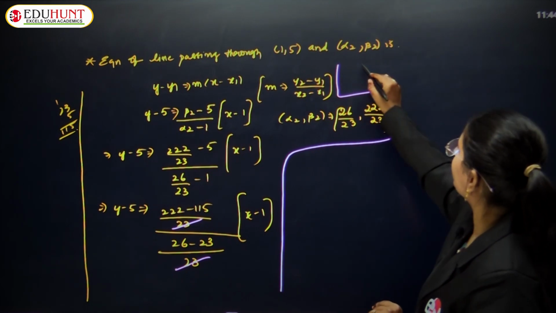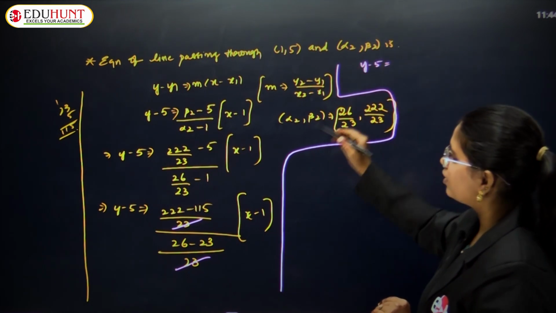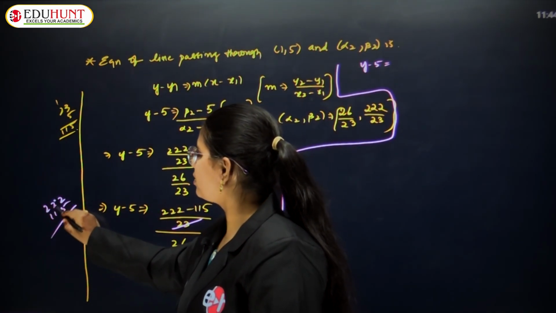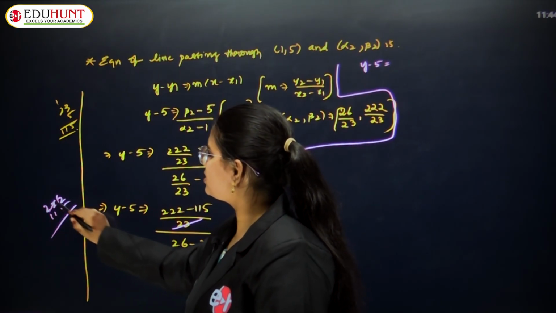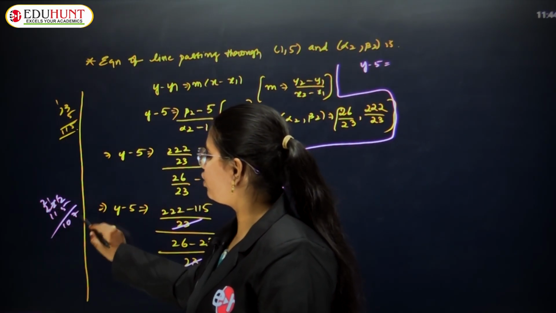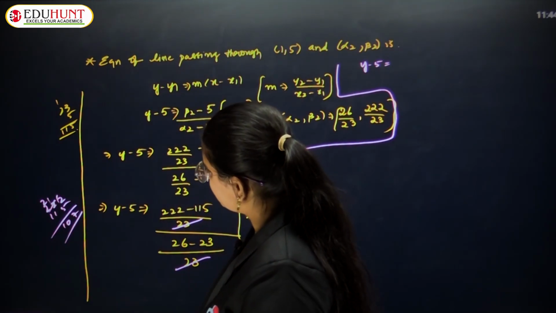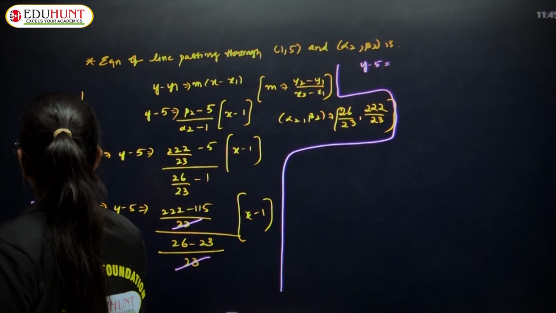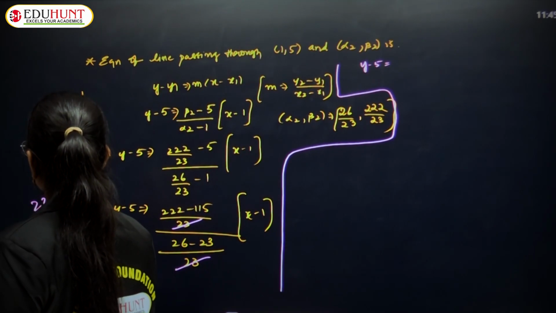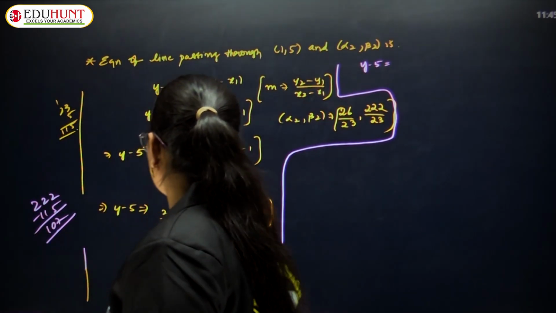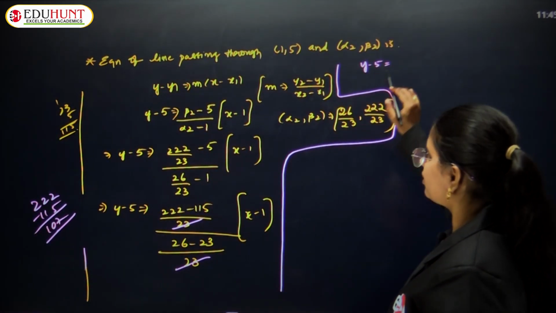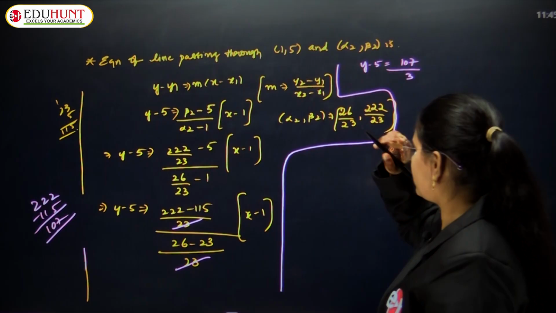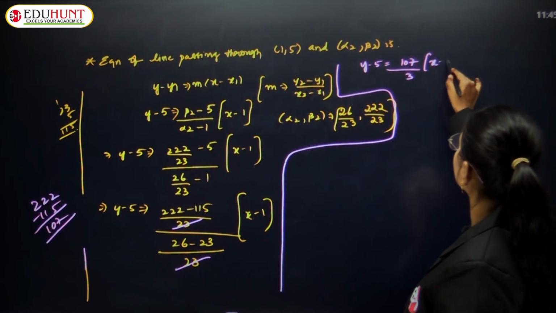Please see here. We have y minus 5, and 222 minus 115. So, what is the answer? Which is 107. Correct? Yes or no? Am I clear? So, 222 minus 115 is nothing but 107. So, what are we getting here? 107 divided by 26 minus 23, which is 3, into x minus 1.